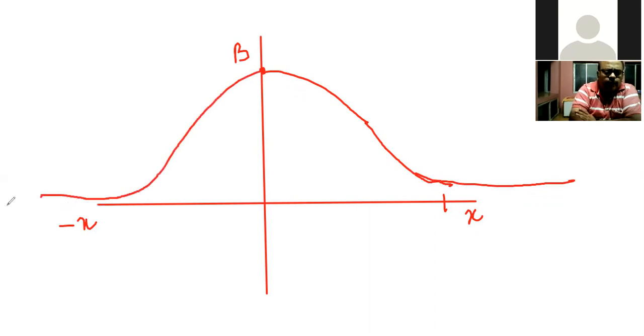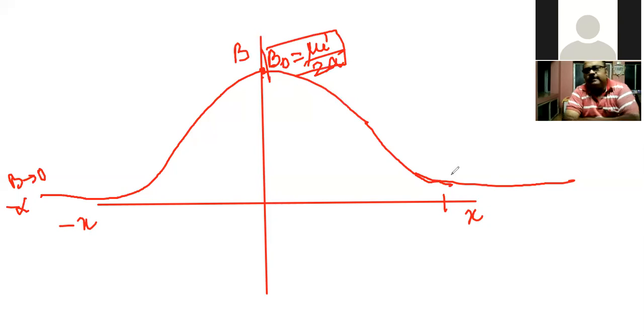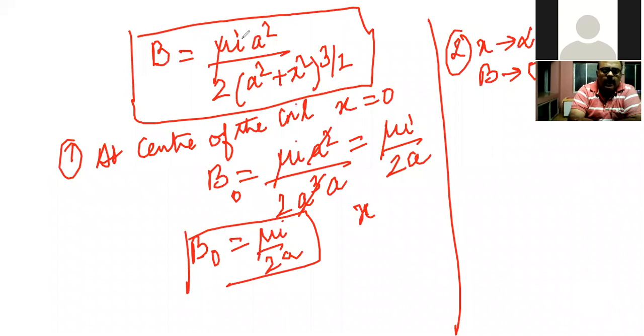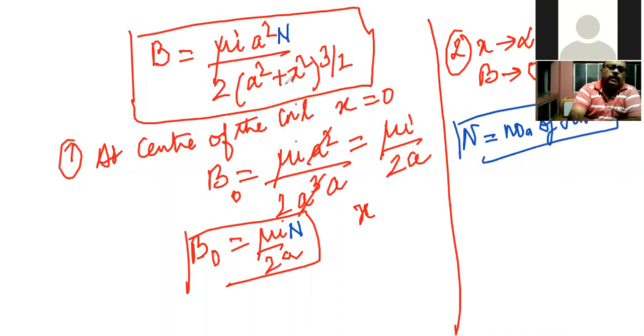As x tends to infinity, B will be tending to 0, and over here this is your maximum magnetic field at x equal to 0, that you have already seen, that is mu I by 2a. As the distance from the center increases, the magnetic field decreases. So this is the graph, and this is the formula. And suppose you have n number of turns, n denotes the number of turns, then you multiply by n over here.